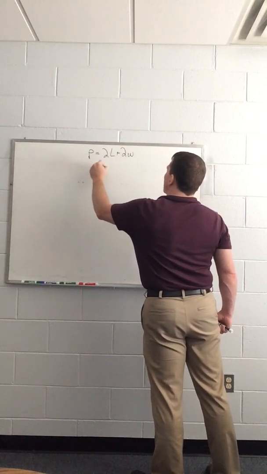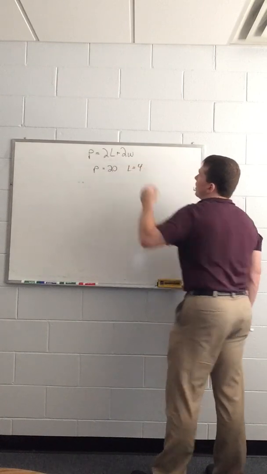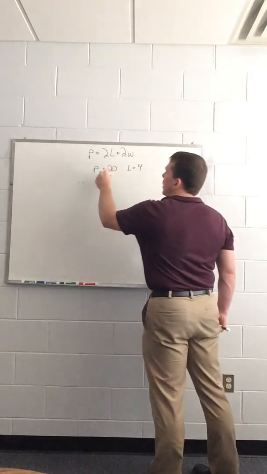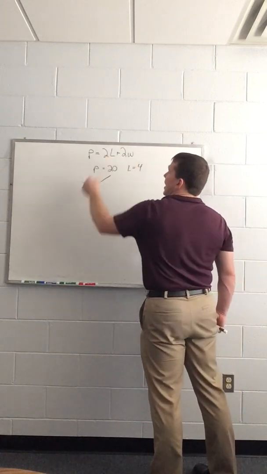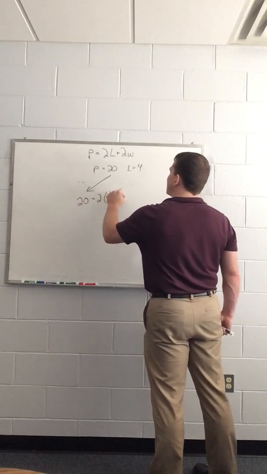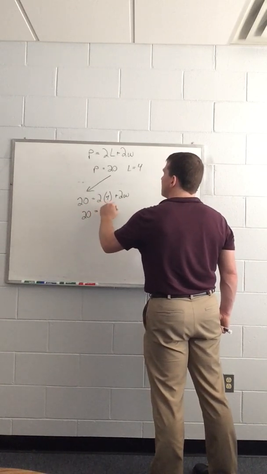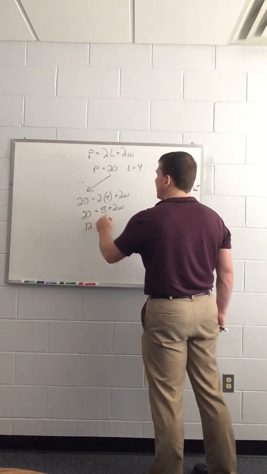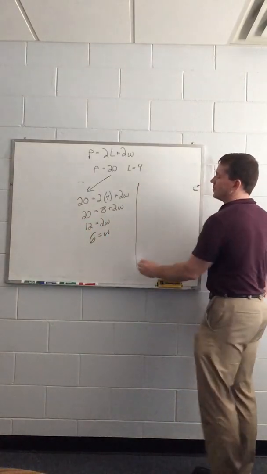If I told you that the perimeter was equal to 20 and the length was equal to 4, could you find the width? There's 2 ways to do this. One is to substitute those values in for P and L and just solve for W. If we do that, I get 20 equals 2 times 4 plus 2W. Multiply here, 20 equals 8 plus 2W, subtract the 8, 20 minus 8 is 12 equals 2W, and then divide by 2. W equals 12 over 2, which is 6.